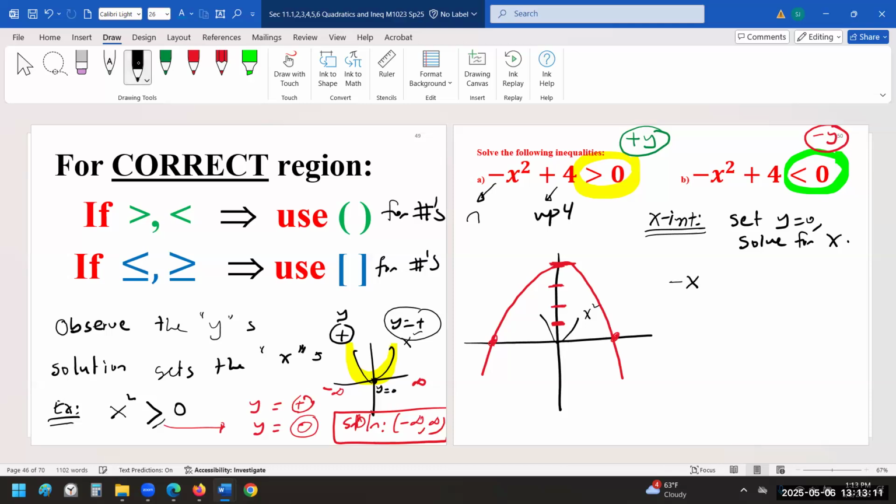So we have negative x squared plus 4 equals 0. And then we can subtract 4, or we can just add x squared. It will become positive. Either one is fine. So 4 is x squared. And then we take the square root. So we have x is.